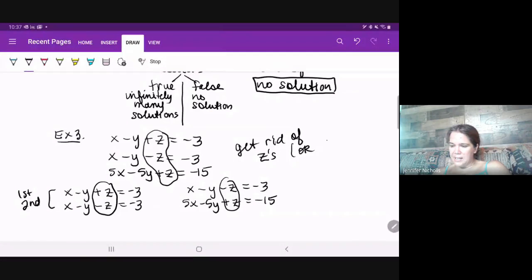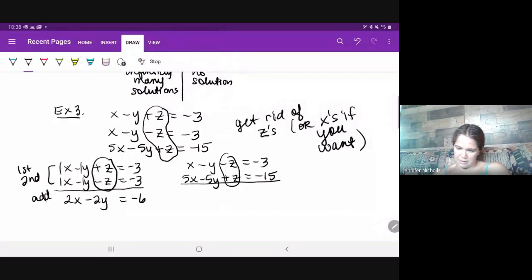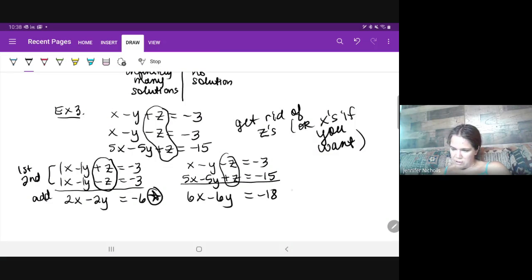We'll do the x's if you want. Now, I mean, the x's are not too complicated, right? Multiply by a negative and multiply by 5. So, I mean, it wouldn't be tragic, but I kind of like that the z's are already set up. And I want to show you that there is some flexibility. Okay, so what if you add these? What's 1x plus 1x? Okay, so 2x minus 2y equals -6 star. 6x minus 6y equals -18 star.